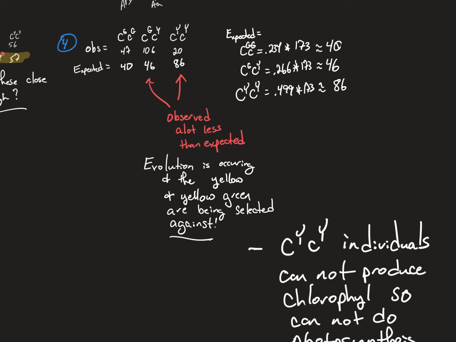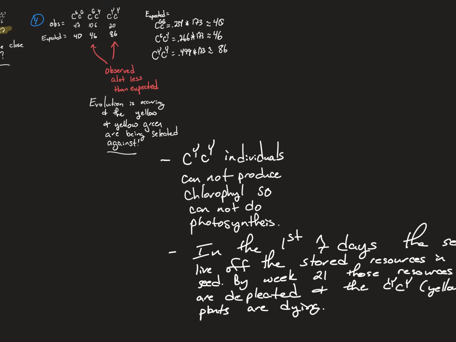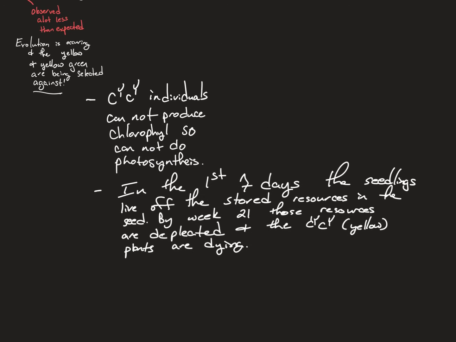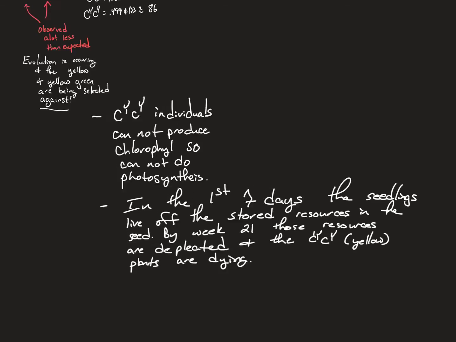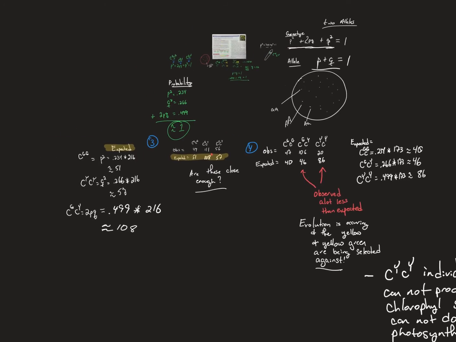About what you'd expect, right? In fact, a little better than if no evolution is going on. So what we say is that CY individuals cannot produce chlorophyll, so they can't do photosynthesis. In the first 7 days, the seedlings live off the stored resources in the seed. By week 21, the resources are depleted, and CY, the yellow plants, are dying. And that explains why we see what we see.